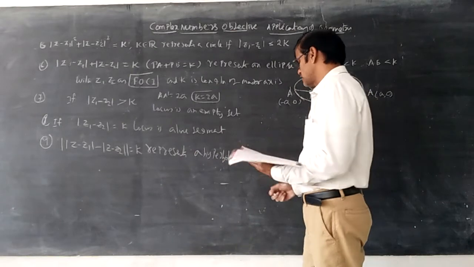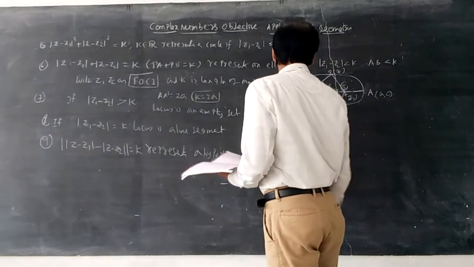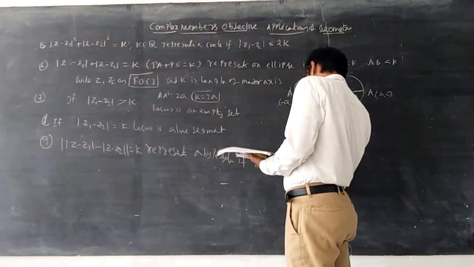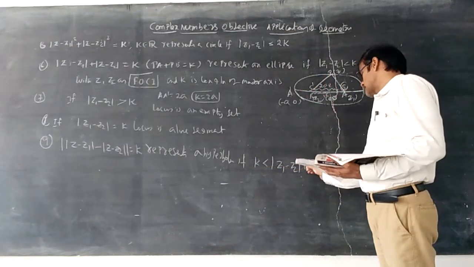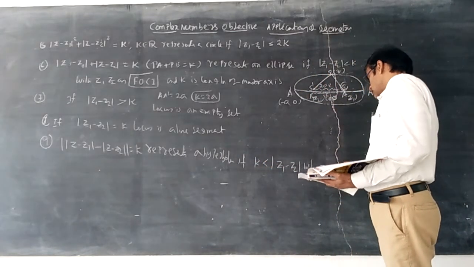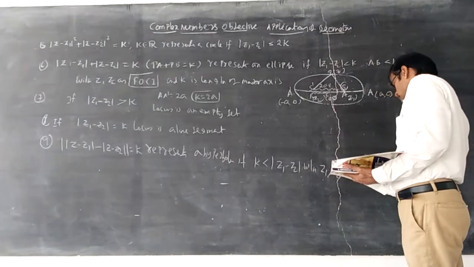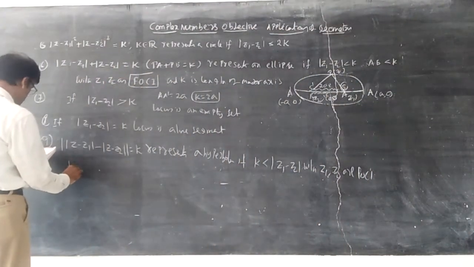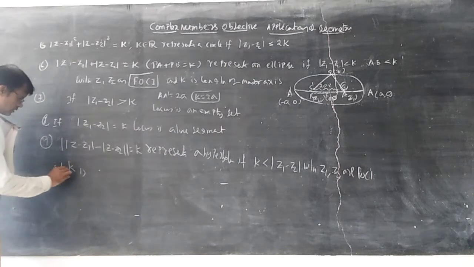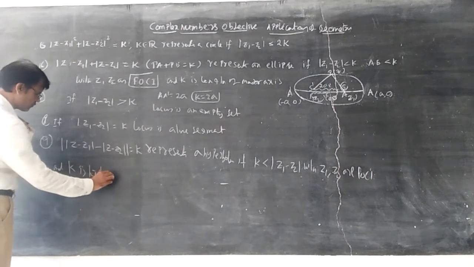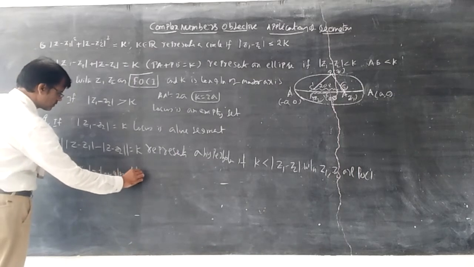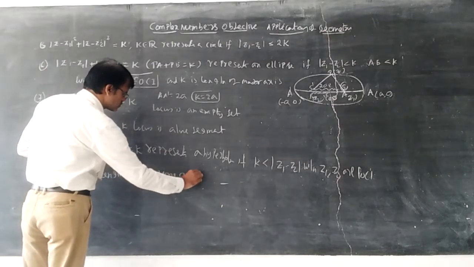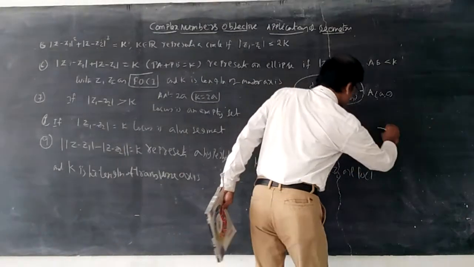Represents a hyperbola if k is less than |z1 minus z2|, where z1 and z2 are foci, and k is the length of the transverse axis. The hyperbola diagram is like this.